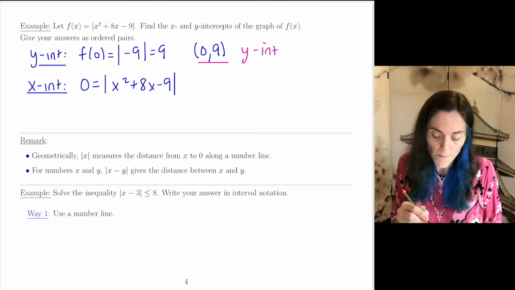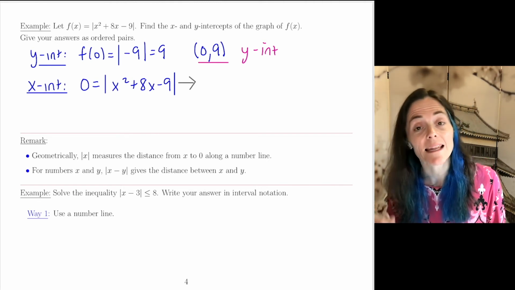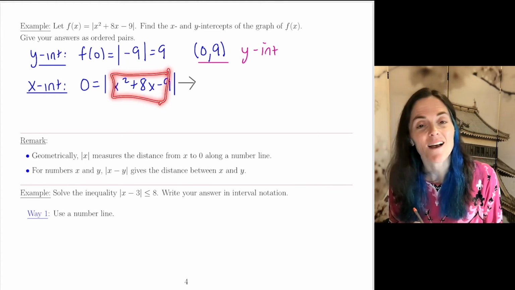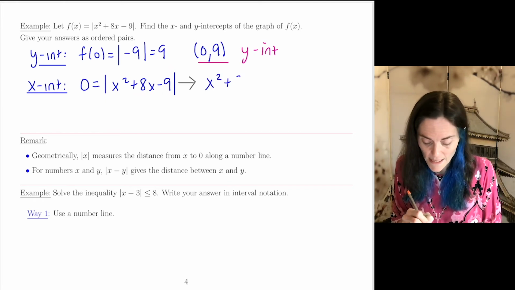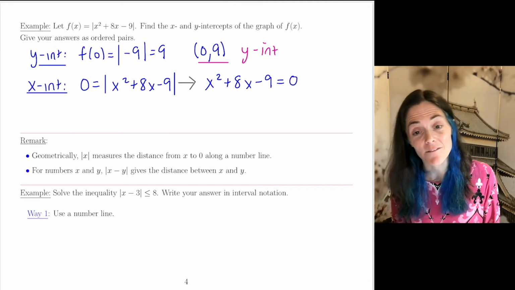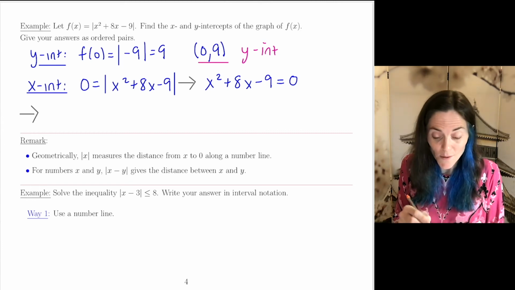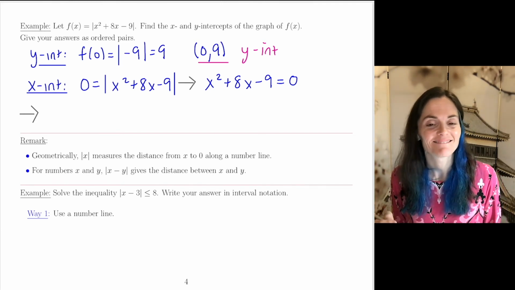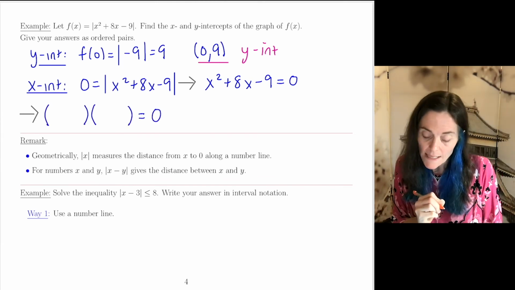Well, our first step here, note that an absolute value is 0 only when what's on the inside is 0. So I can just say what I want is x squared plus 8x minus 9 to be 0. And here I'm going to need to factor. This is a wonderful exercise. Factoring a quadratic is one of those skills that you want to be as good as you can at when you take calculus.